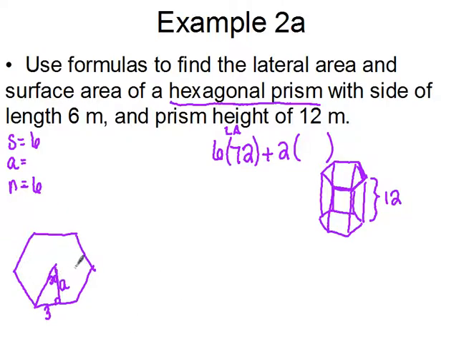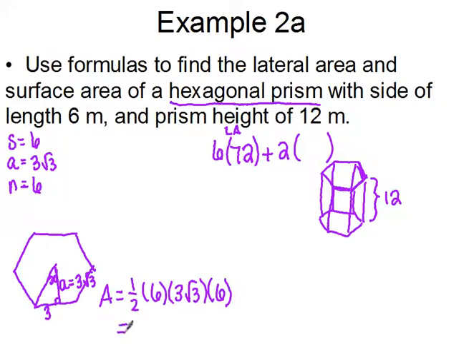So it's a 30, 60, 90 triangle. That means that A has to be 3 root 3 because it's across from the 60. So this is 3 root 3. So to find the hexagon, we do 1/2 times N times A times S. So we get 3 times 3 root 3 times 6. We get 54 root 3.